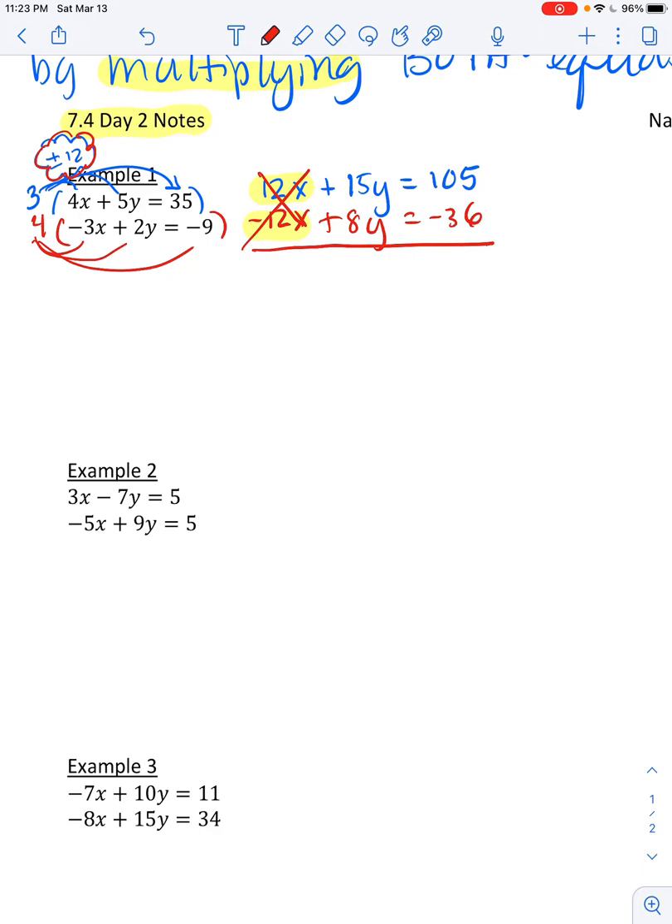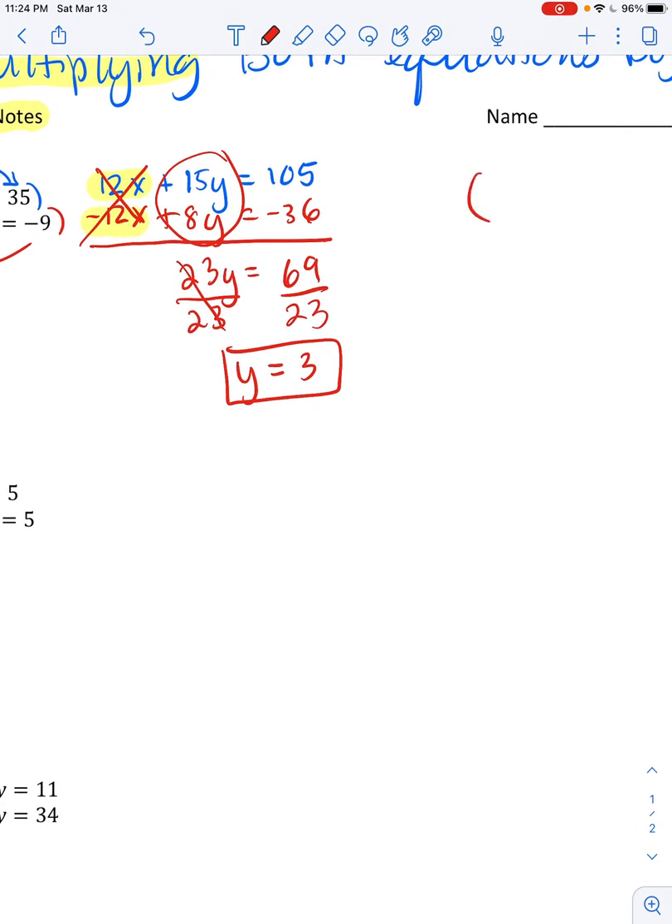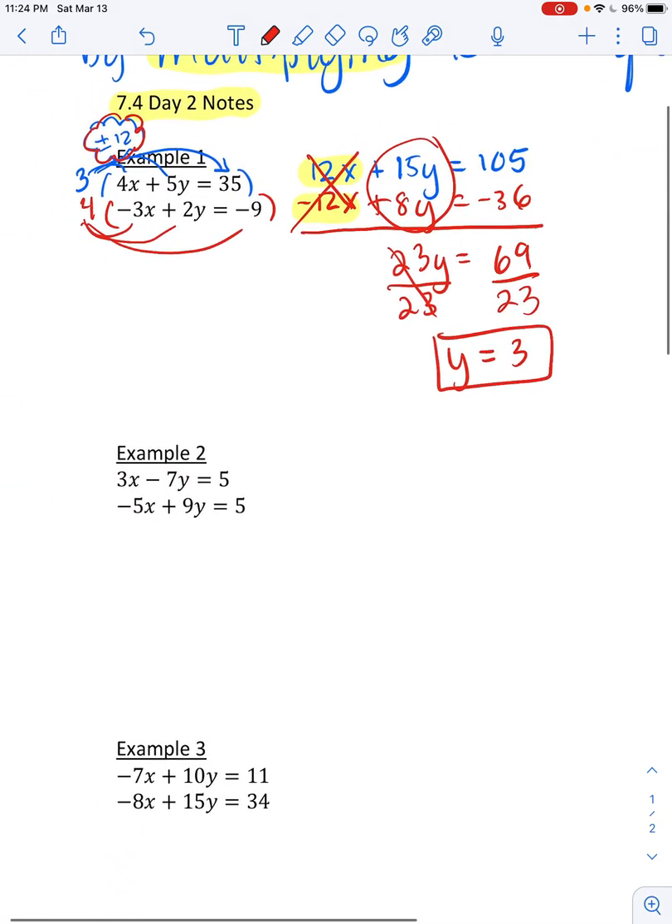These are equal but opposite, so they eliminate. These two, 15y and 8y, both positive, become 23y. And if I have my 105 and then a negative 36, 105 minus 36 is 69. Dividing by 23, I get 3. Awesome. Keeping in mind that we are still doing solving systems, we still find an x and y coordinate. We found y first, so that is the 3.